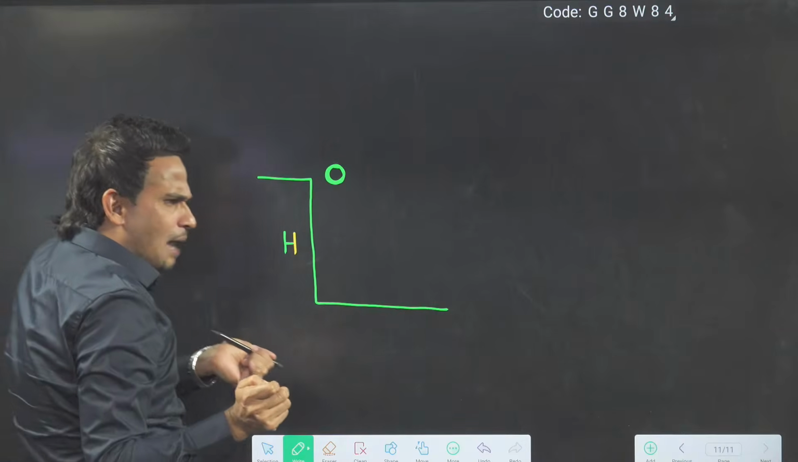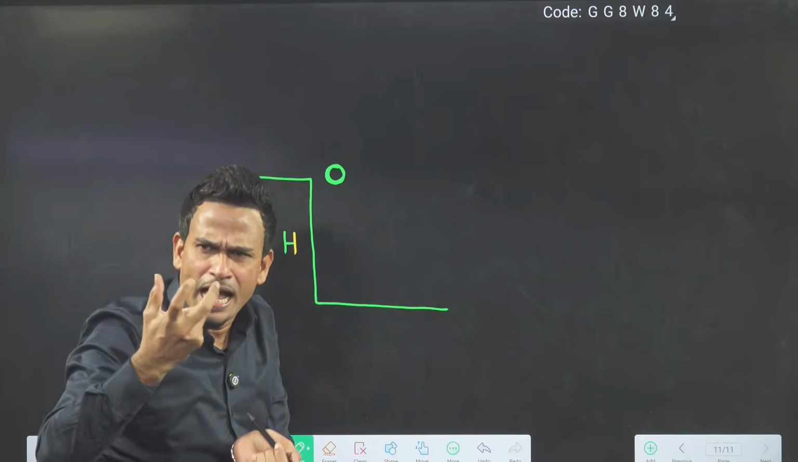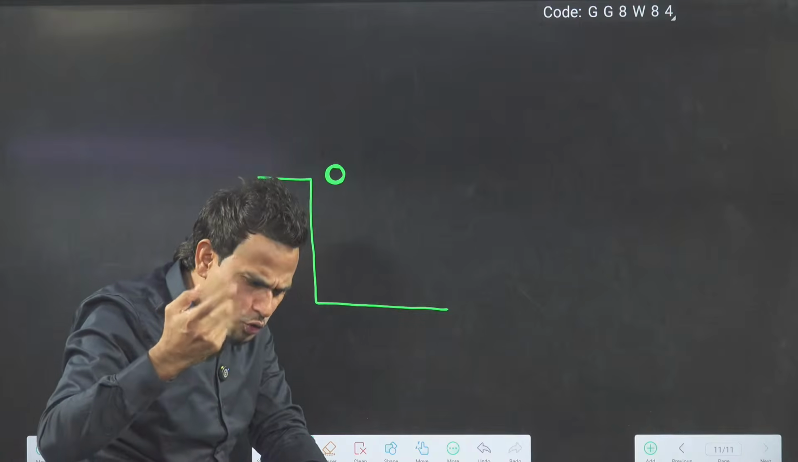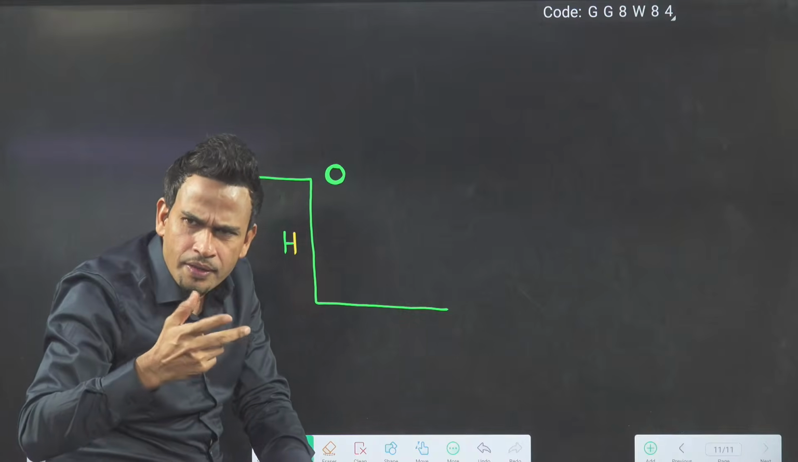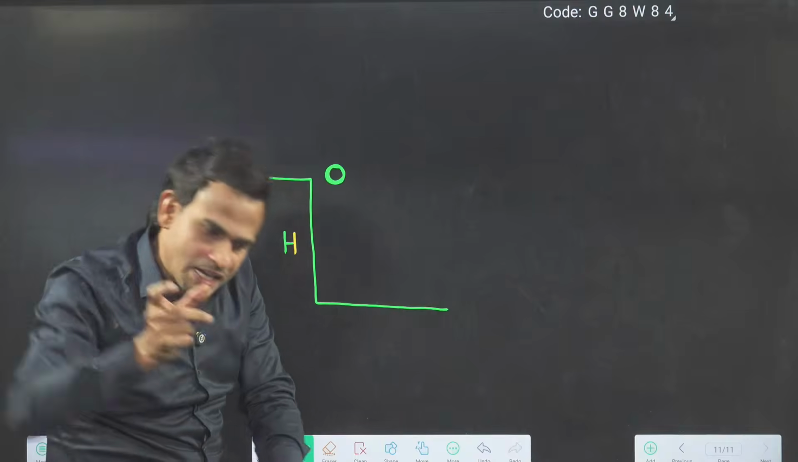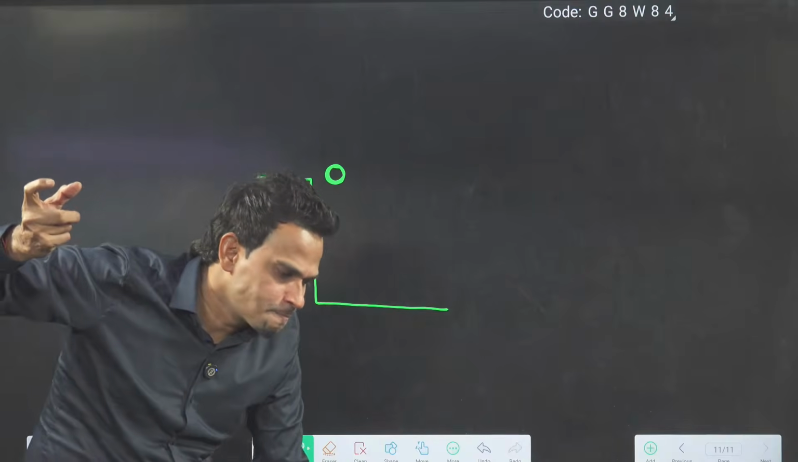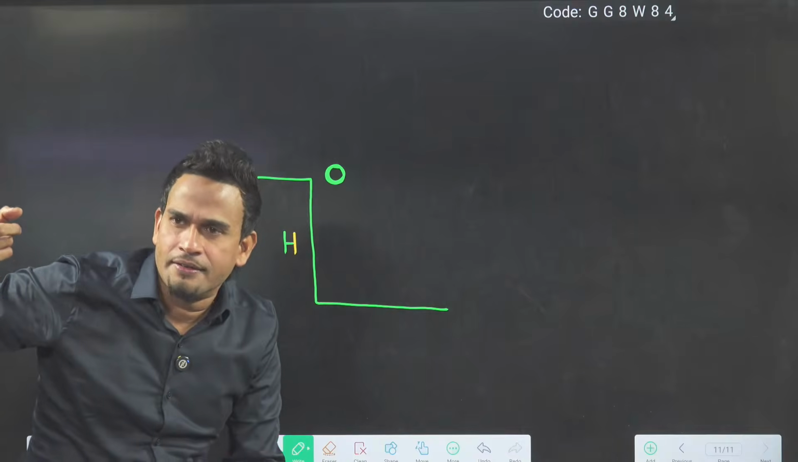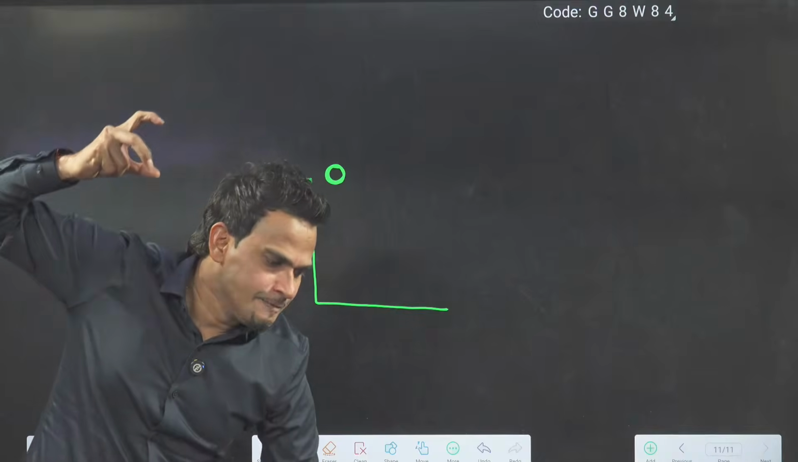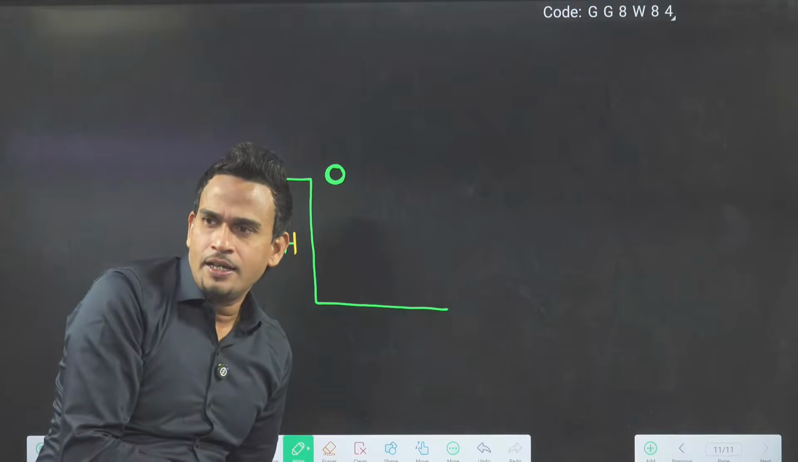Someone said, sir, I am sitting on the top of the tower. I have a ball in my hand. I want to kill someone on the road. Then I will not drop the ball. I will throw the ball, aiming at him, taking anger.